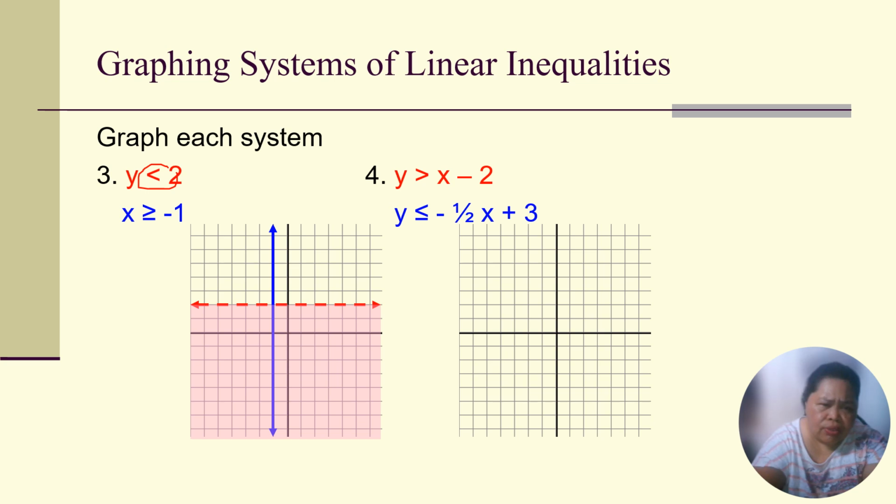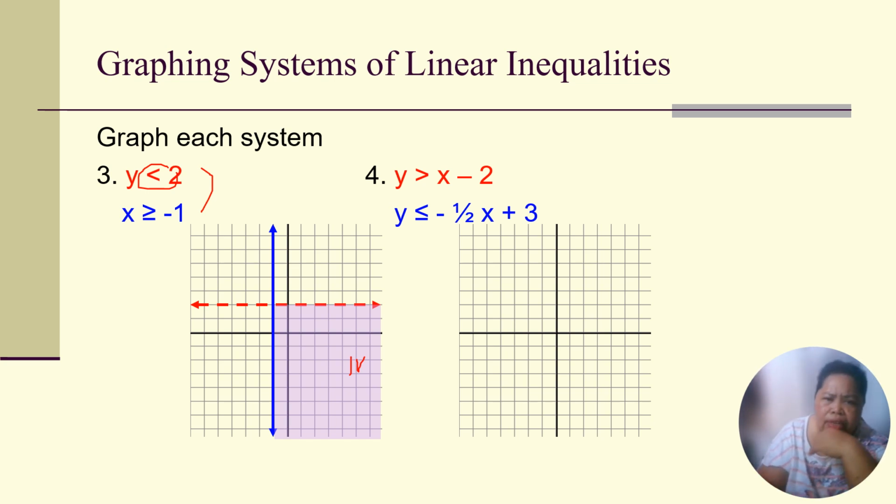Then for x is greater than or equal to negative 1, our graph is a vertical line. Then we shade to the right because it's greater than. And of course, this means all the solutions of this system are focused on this quadrant, the fourth quadrant. All the solutions are here. All right.